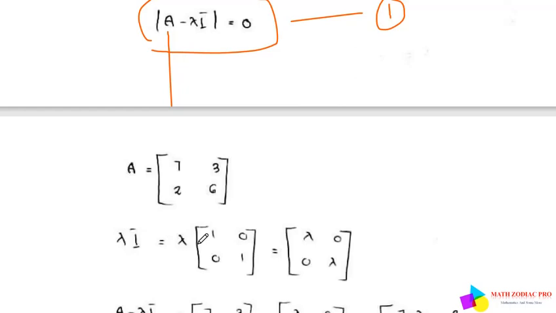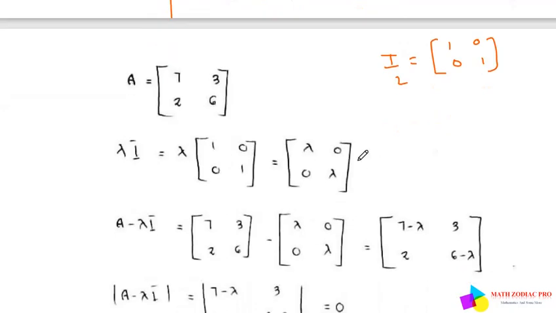So lambda into I. Here A is given as a 2 by 2 matrix, so I equal to I2, which is 1 0 0 1, right? So lambda into I equal to lambda into 1 equal to lambda, lambda into 0 equal to 0, lambda into 0 equal to 0, and lambda into 1 equal to lambda. Okay, so this is equation number 2.